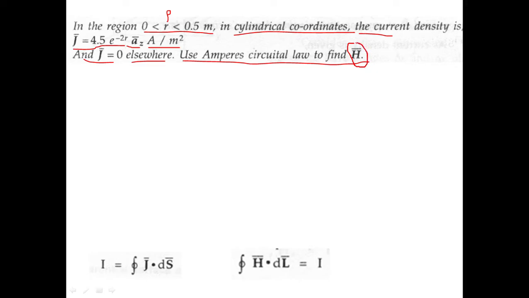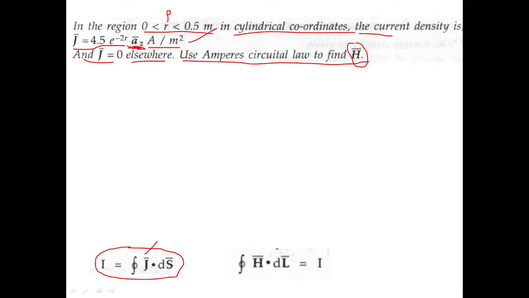You have to find H vector, and what they have given is J vector. So first, this is how we solve this problem. First, I'll just find what is the current I using this J which is given. Now, can you tell me what will be the surface when AZ is perpendicular for cylindrical coordinate system?